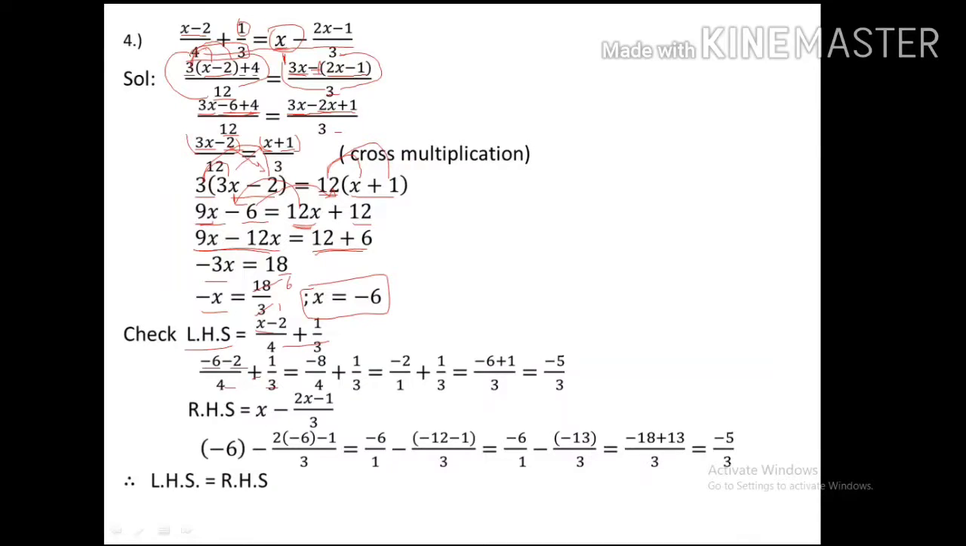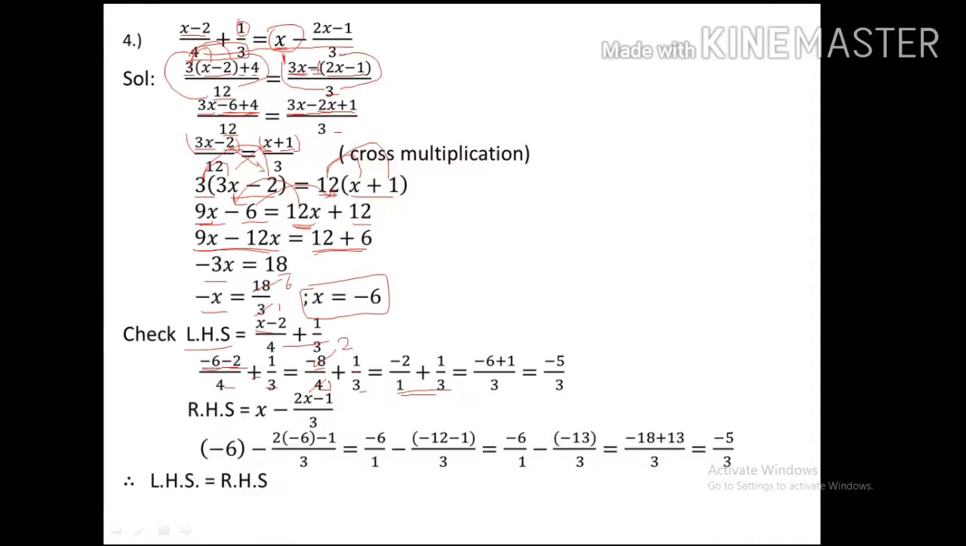Now we will put the value of x, and after that when we solve minus 6 minus 2, it will come minus 8 upon 4 plus 1 upon 3. Now minus 8 upon 4 can be cancelled by 4. 4 ones are 4 and 4 twos are 8. So the value is minus 2 upon 1 plus 1 upon 3.